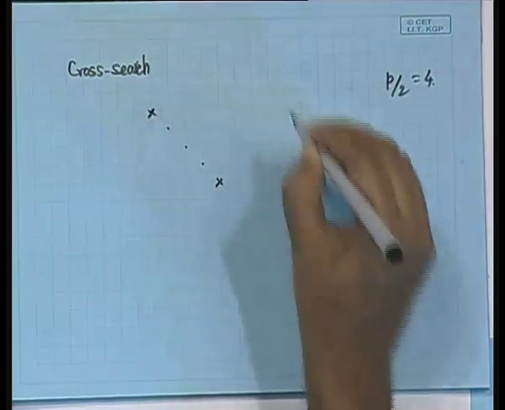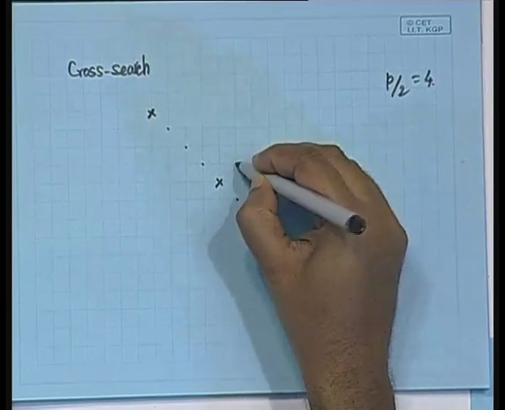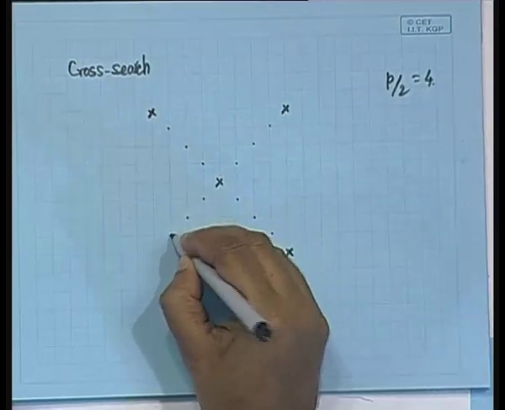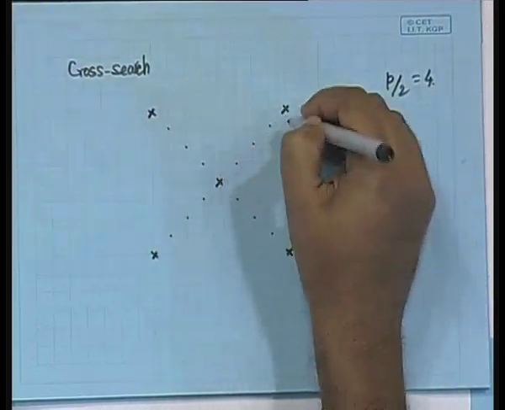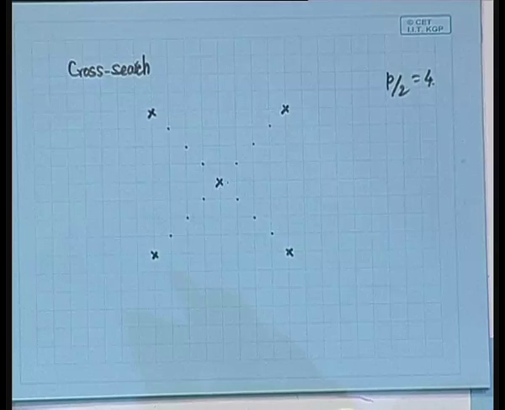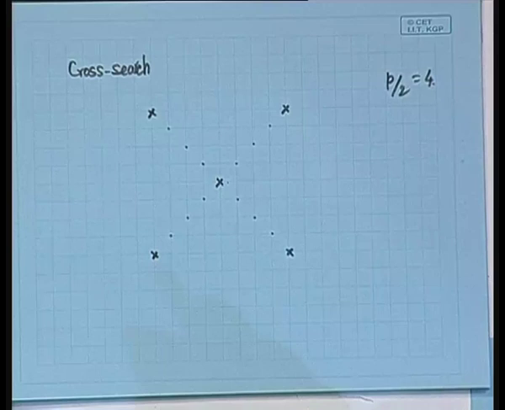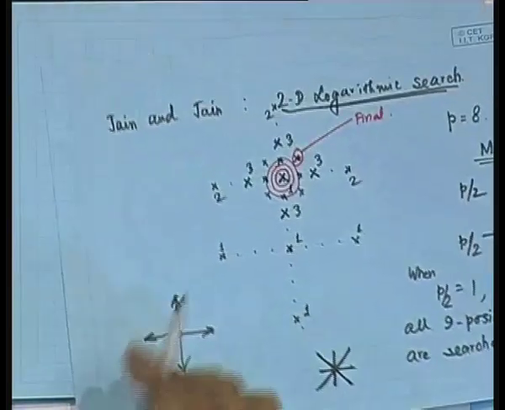So, you search over here 1, 2, 3, 4, you search over here 1, 2, 3, 4 here, and you search here. So, here also you have got 5 different positions at which you are going to search, and a very similar algorithm is employed. Now, there are 2 major modifications which have been done in the cross search algorithm with respect to Jain and Jain.